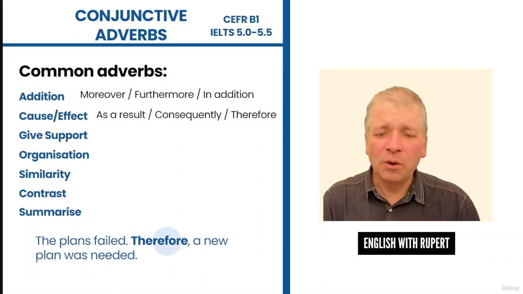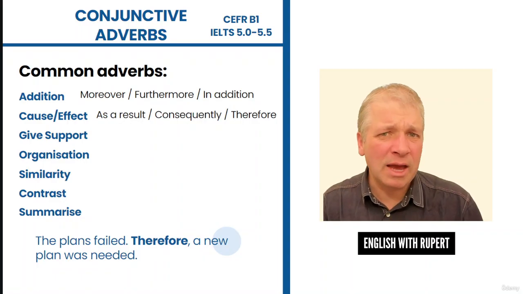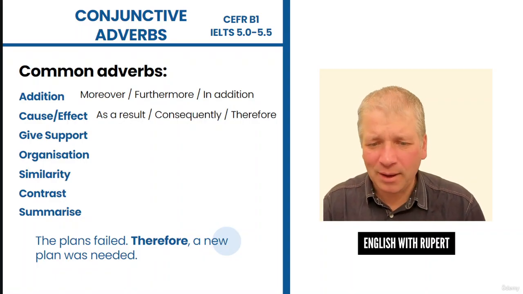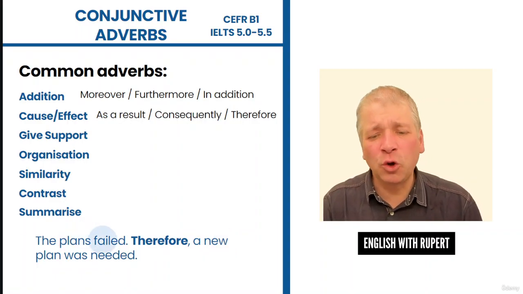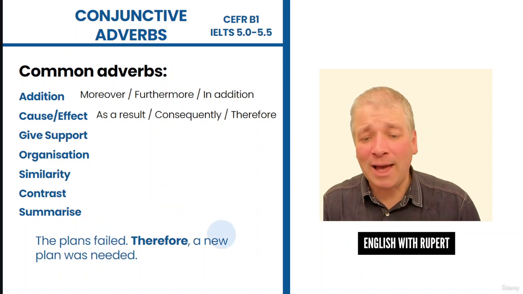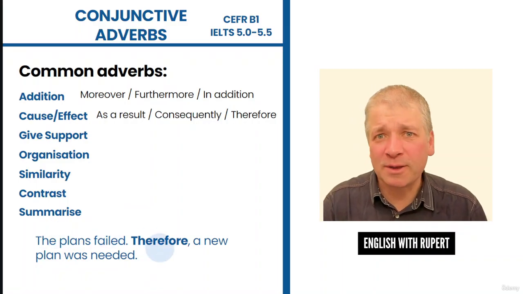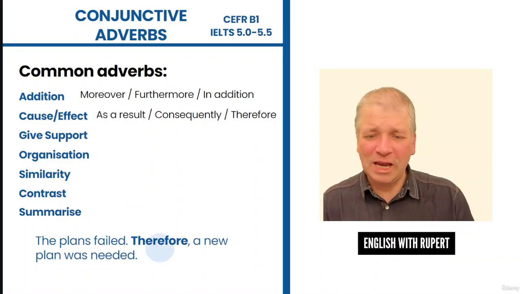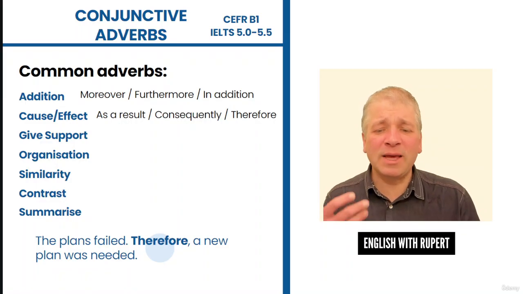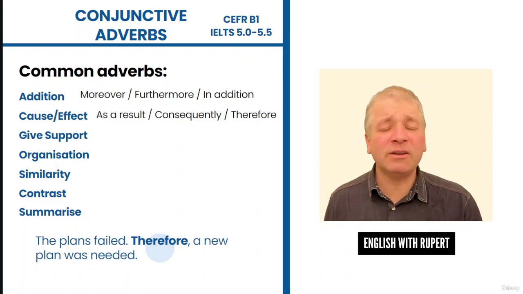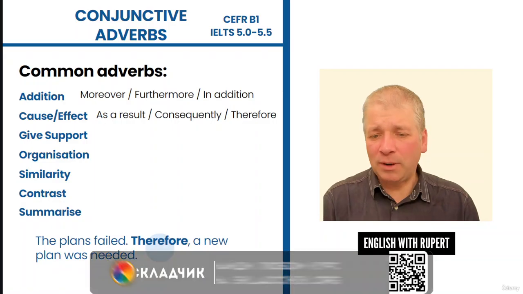So therefore introduces the effect, or you could even say the result or outcome. The plans failed was the cause for a new plan. A new plan was needed. That's the effect of the plans failing. Therefore helps us understand the relationship between those two points. But we could have said, as a result, a new plan was needed. Consequently, a new plan was needed.